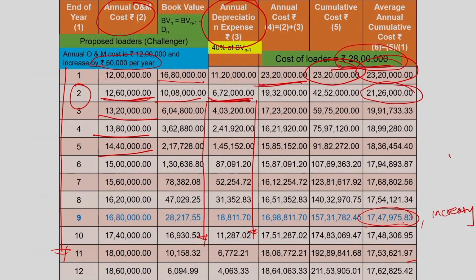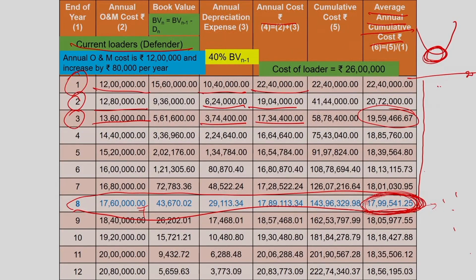So it justifies the replacement of your old loader with the proposed loader, because the minimum average annual cumulative cost for the Challenger is lesser when compared to the old loader, which is higher. Okay. So this justifies the replacement. Now let us see when to replace this current loader with the new loader.